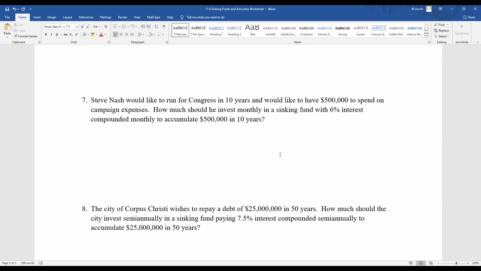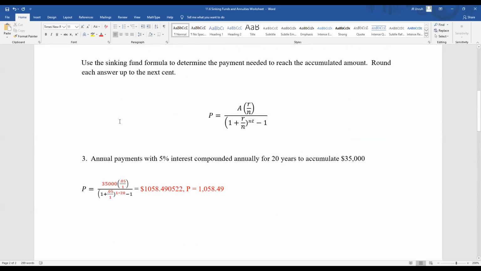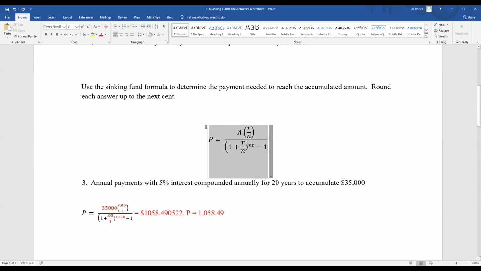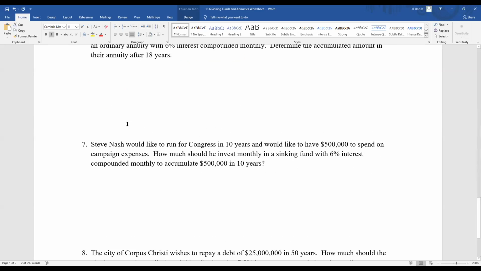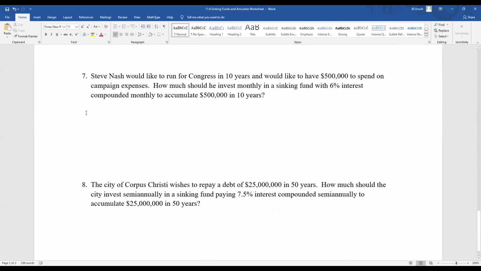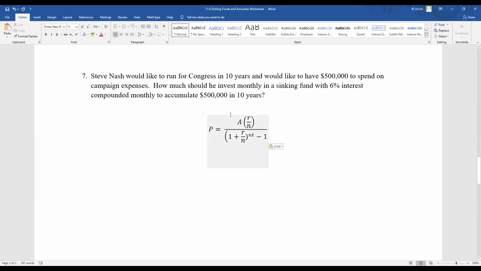Well, the unknown is how much he needs to invest currently. So that is going to be the formula where P is equal to A times everything else. So all I'm going to do is scroll back up on my page here. Let's get the correct formula, and I'm going to just plug that in down here.